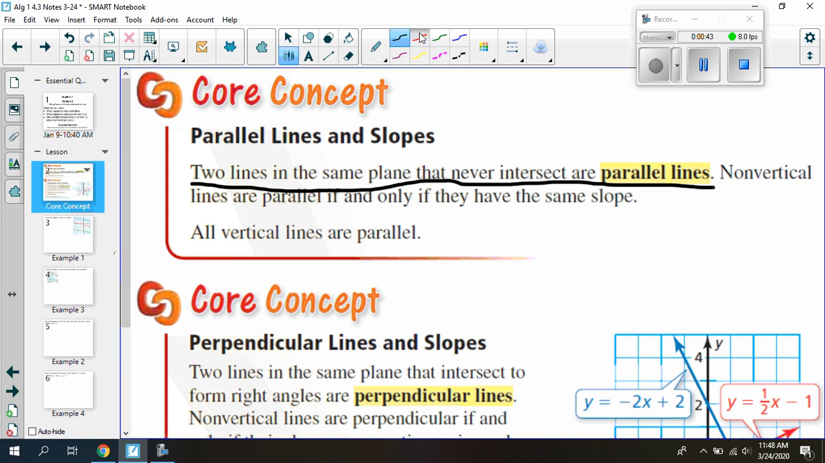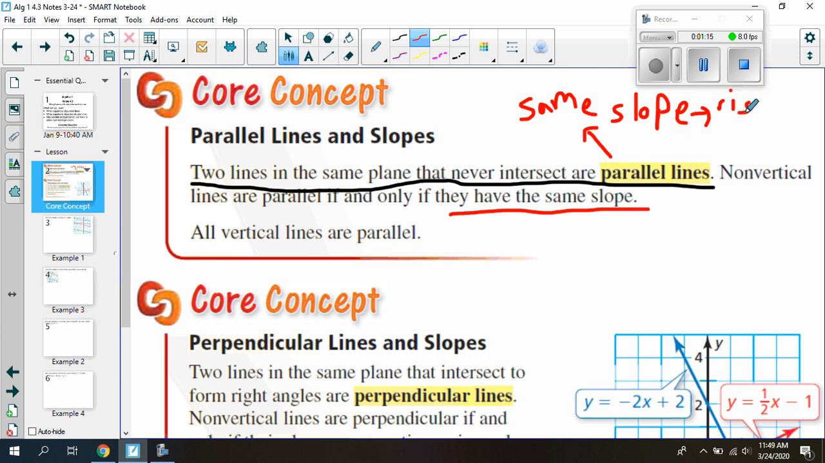In algebra world, we're really looking at same slope. So parallel lines have the same slope. And that, remember, so they have the same rise over run. So that's what we're looking for, and we're looking for parallel lines.